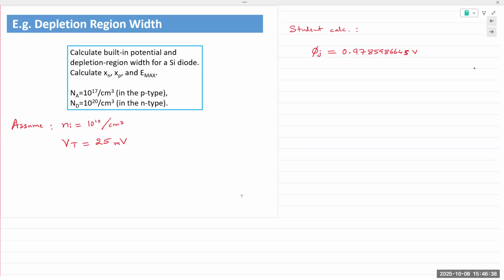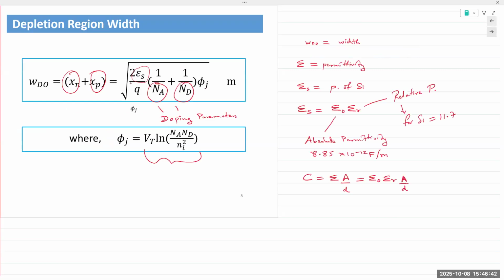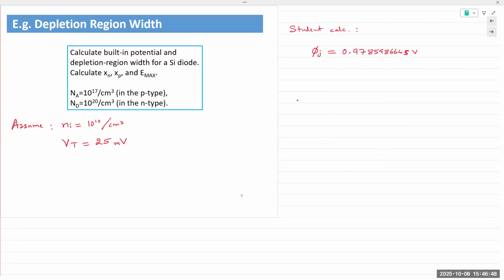So if you take phi j now and you plug it into the equation for WD0, what do you get now? And then there are further equations I'll provide for xn, xp, and emax.